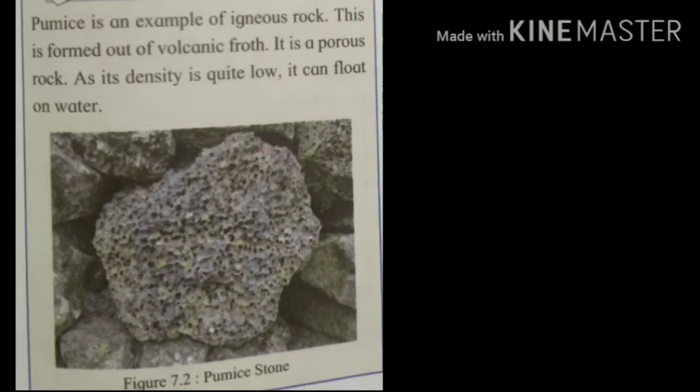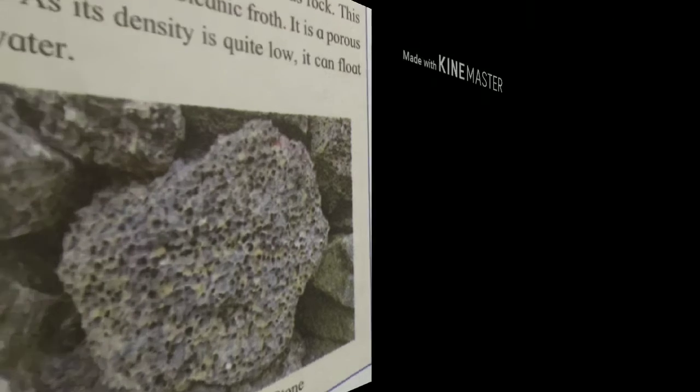Now, let us collect some information about a rock called pumice. Pumice is an example of igneous rocks which is formed out of volcanic eruptions. It is porous by nature and its density is quite low and it can float on water.